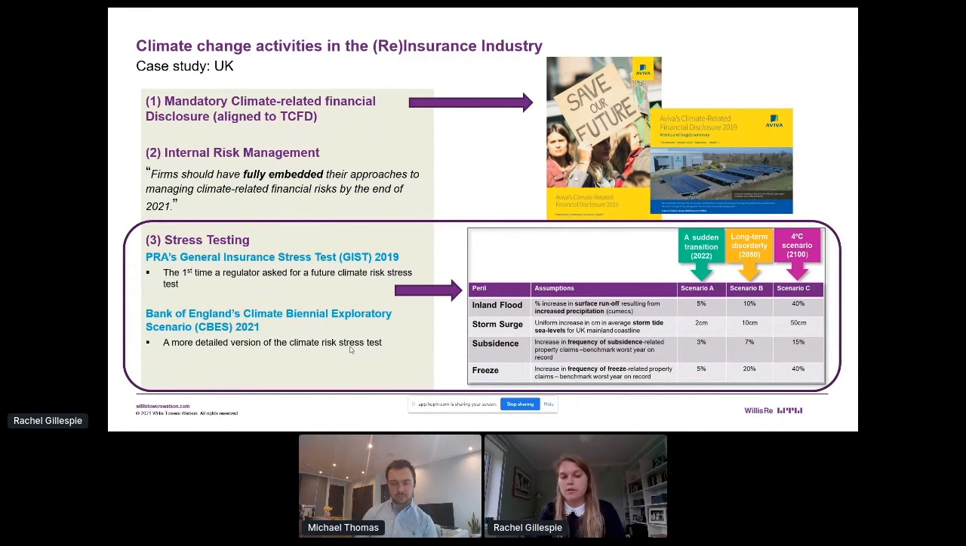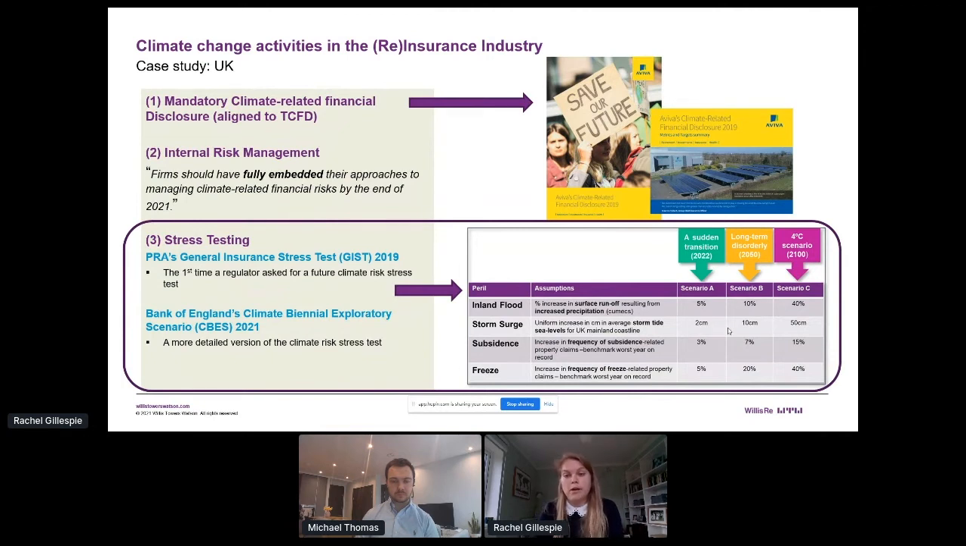So in 2019, there was the PRA General Insurance Stress Test. And you can see on the bottom right, we have the table of the stress tests that our clients were asked to respond to. And then in 2021, we're expecting that these are going to be updated. They could be slightly changed, but hopefully we'll follow the same structure. So this is just looking at the UK. There were also stress tests built for the US as well, but this is just for the UK.